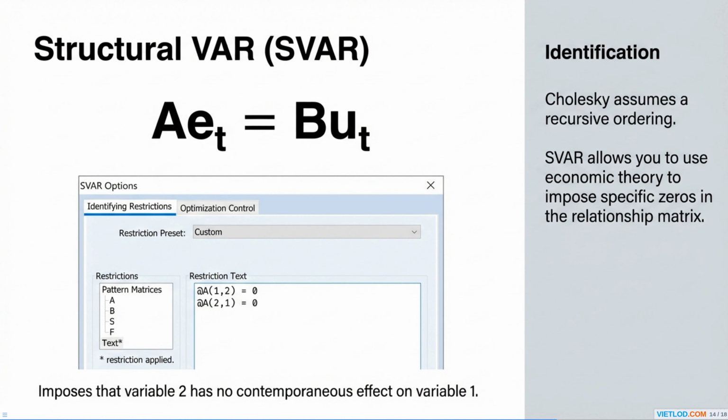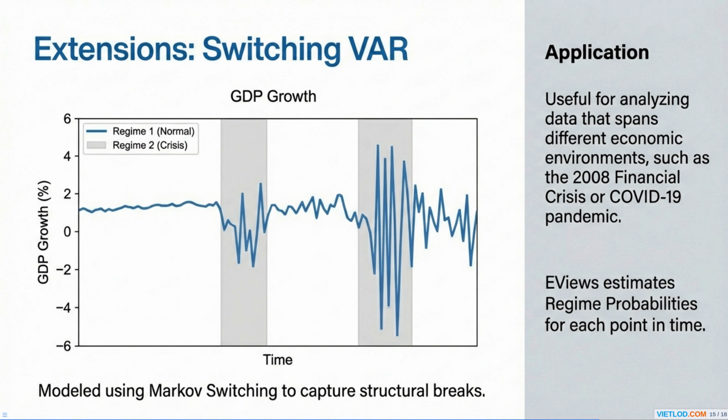Unlike the Cholesky decomposition, which assumes a recursive ordering, SVAR allows the researcher to impose specific zeros based on economic theory. This allows for the identification of specific economic shocks, such as a monetary policy shock or a technology shock, and trace their effects through the economy.